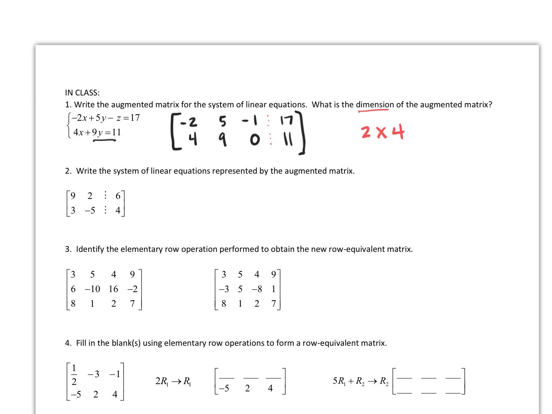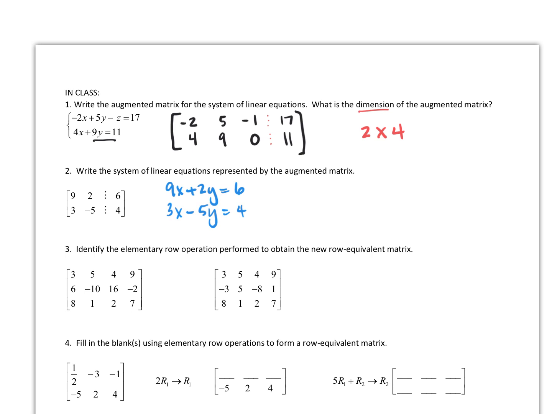So if I write it as linear equations, I'd say 9x plus 2y equals 6. 3x minus 5y equals 4. That's it. Can we deal with that? Anything confusing yet? No.